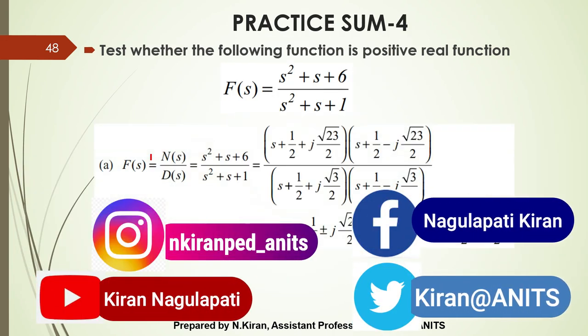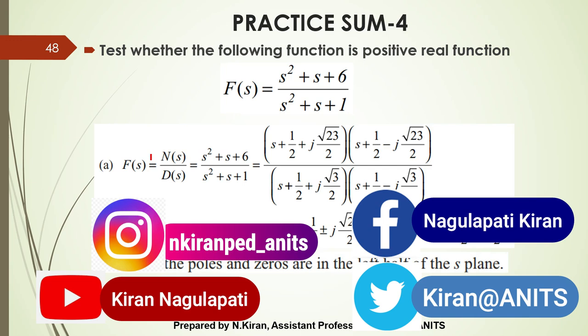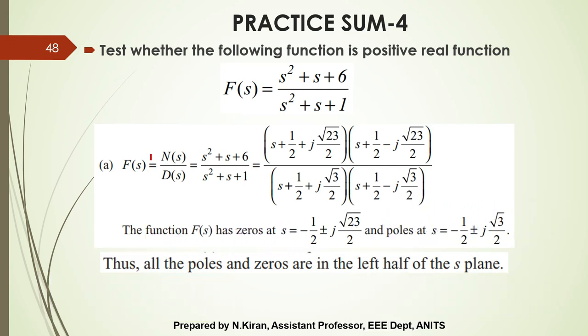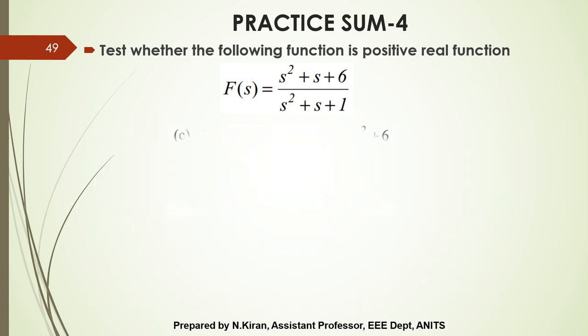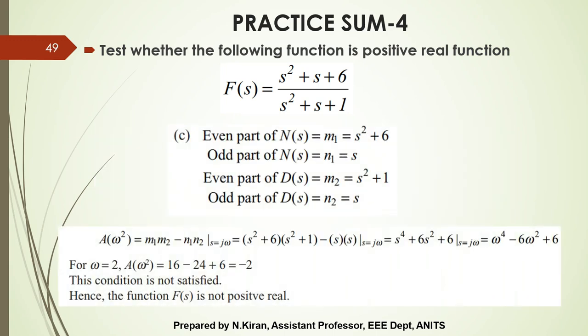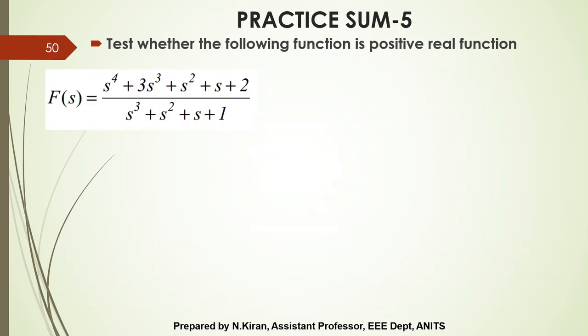So the next sum, here all the poles and zeros are on the left half of the s-plane. First condition is satisfied. There are no poles on the j omega axis, so no need of conducting the residue test. So finding the formula A of omega square, here as you can see the coefficient is negative, isn't it? So I substituted omega as 2. I got the value as minus 2. So this condition is not satisfied. It's not greater than or equal to 0 for all omega. Hence the given function is not a positive real function.